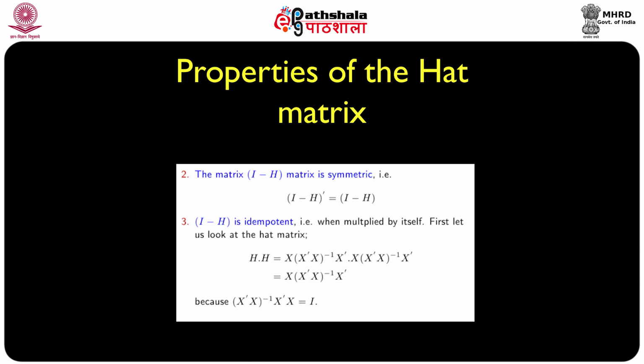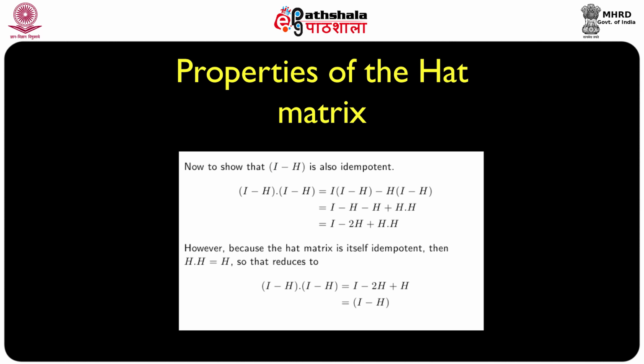First, let us look at the hat matrix H. If we multiply the hat matrix H with itself, we have H prime H. Now replacing matrix H by its expression, we have X times (X prime X) inverse X prime times X times (X prime X) inverse X prime. Since in the center we have X prime X multiplied by (X prime X) inverse, the resultant is the identity matrix I. Hence, H prime H reduces to X times (X prime X) inverse X prime, which is by definition the hat matrix H.